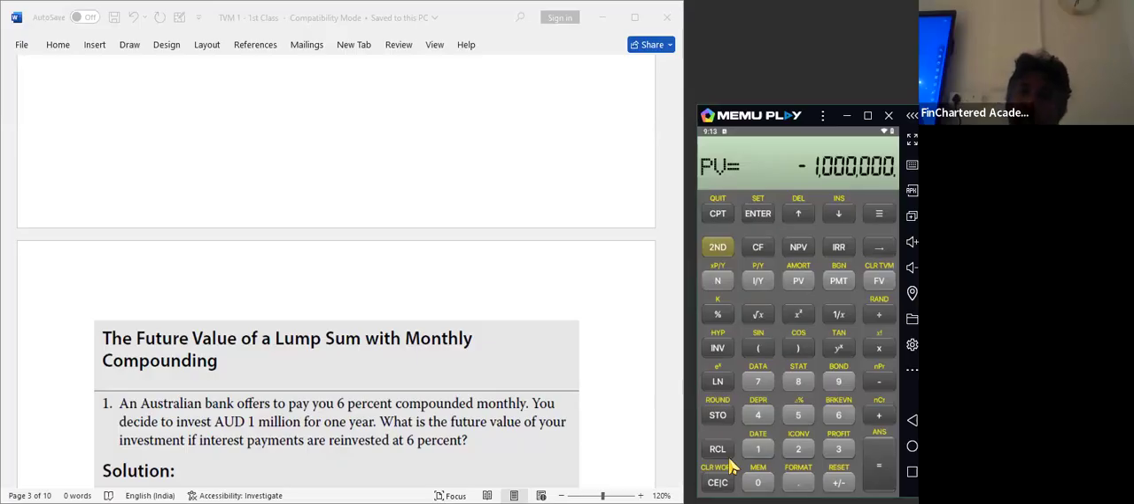We are covering time value of money. Darshnik, we are covering time value of money, the first part of quants.